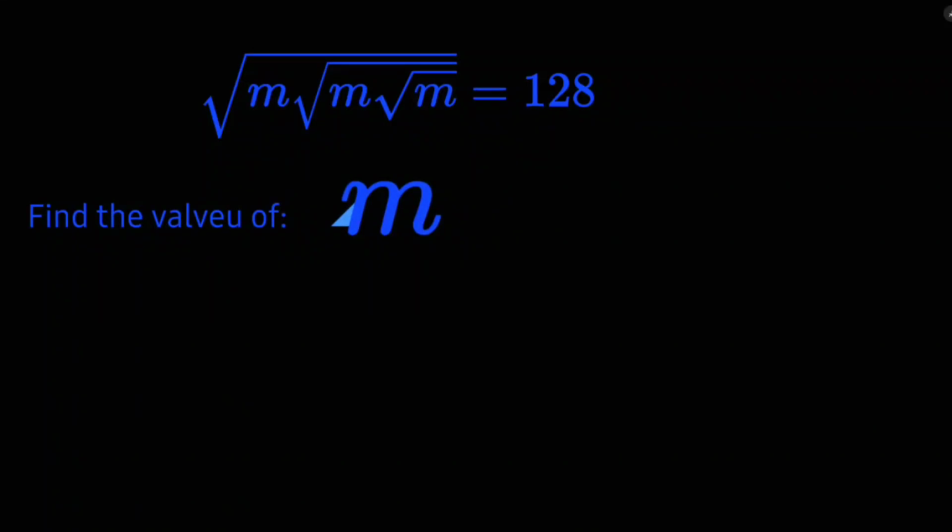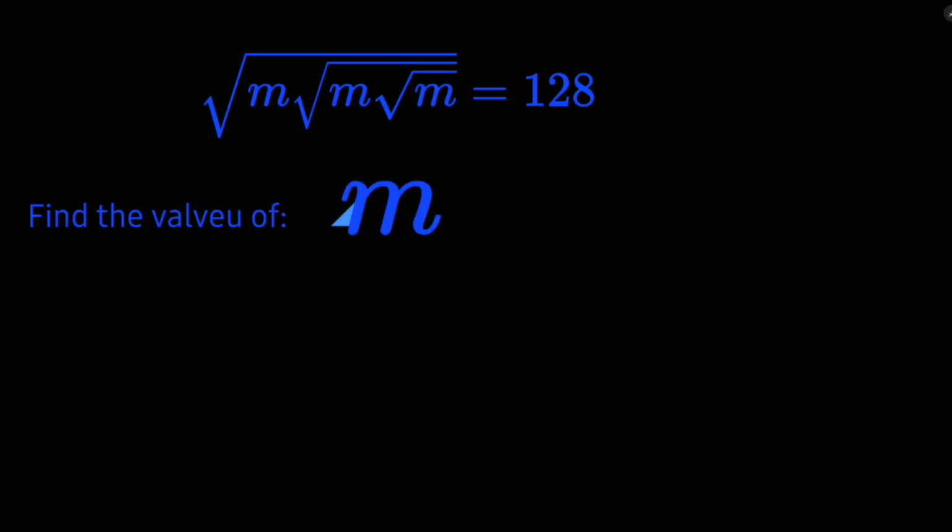Today we're just going to look again at another simple equation where the square root of m times the square root of m times the square root of m is equal to 128. How do we get the value of m? Here we'll just simply use the simple method which we all know.